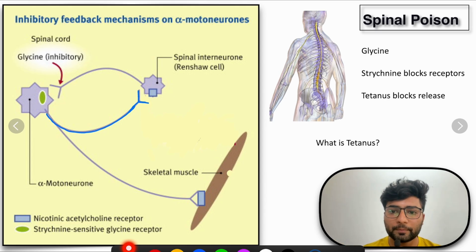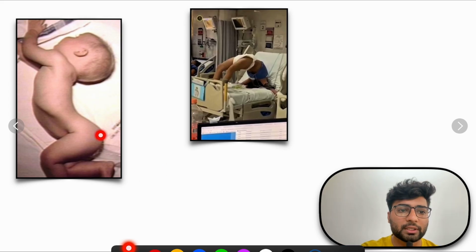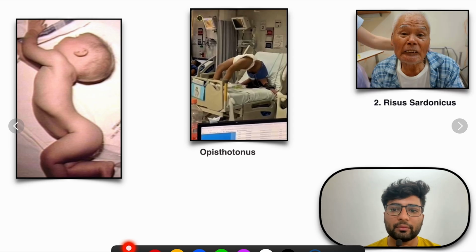So now we'll study the features. Because the neuronal inhibition is stopped, there is excessive muscle contraction, which results in this posture. You can see there is hyperextension of the spine, and it cannot relax, it stays contracted in that state. This is opisthotonus. The second one is risus sardonicus. Here you can see the facial muscles are contracted in that state and cannot relax.